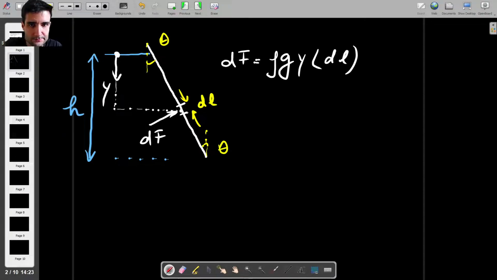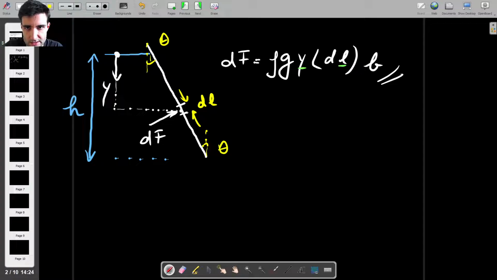And then we multiply that by b. b is the width of the water tank into the screen. So that's it. Now the problem is that we have two variables here. We have y and then we have l. So let's try to only use one, either y or l.